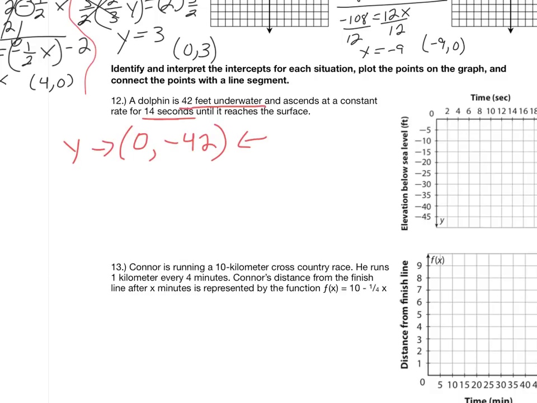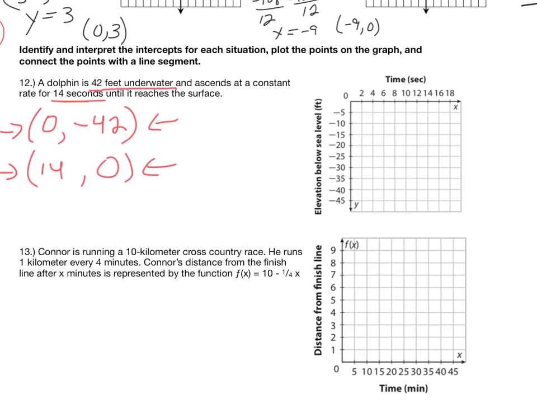So if he's at the surface, which is 0 on our y, then that means y is 0, and it took 14 seconds to get there. That's your x-intercept, right? So remember, with your x-intercept, your y is always going to be 0. And what does this represent? This represents the amount of time it took the dolphin to finally reach the surface.